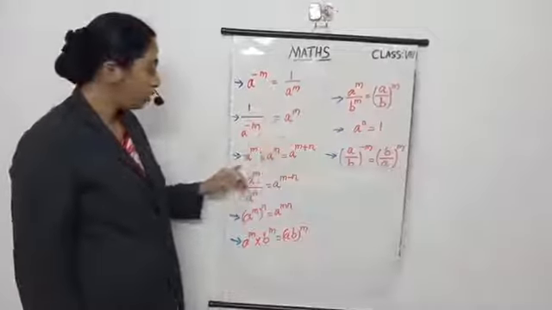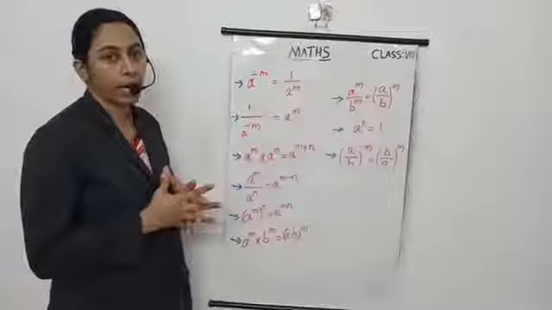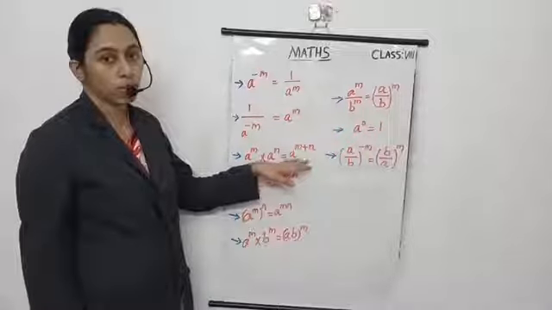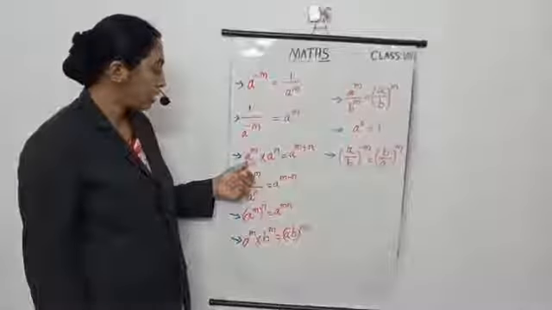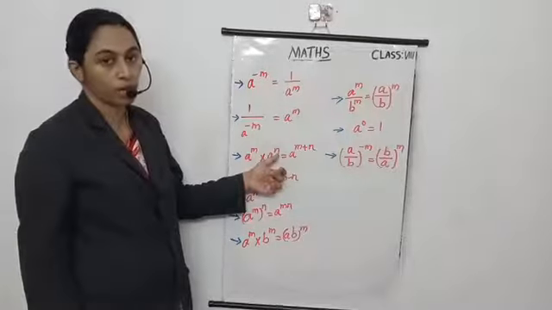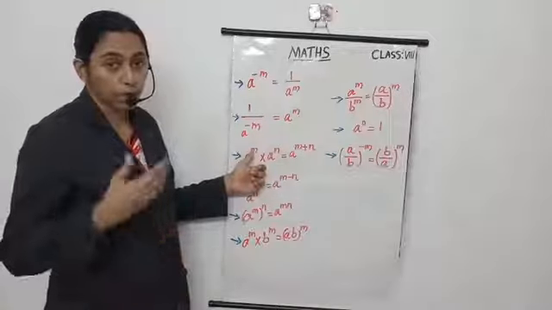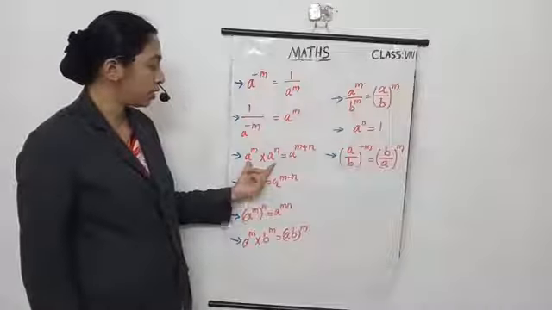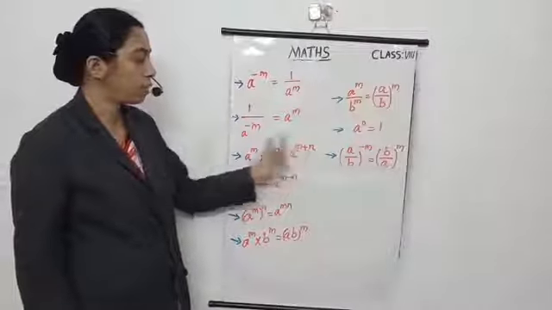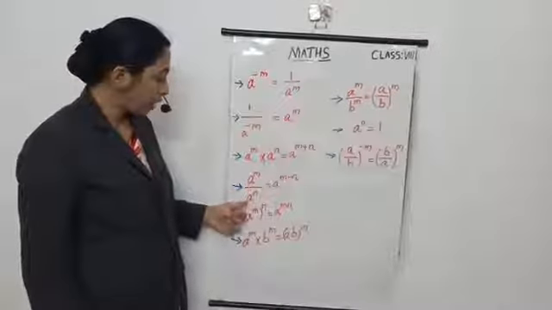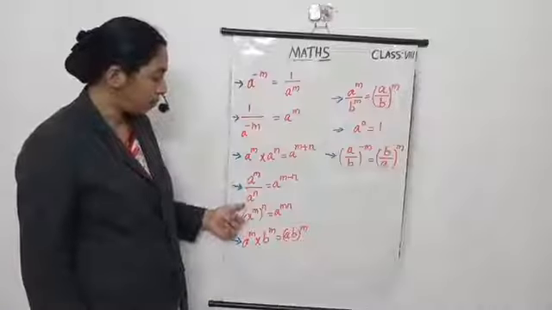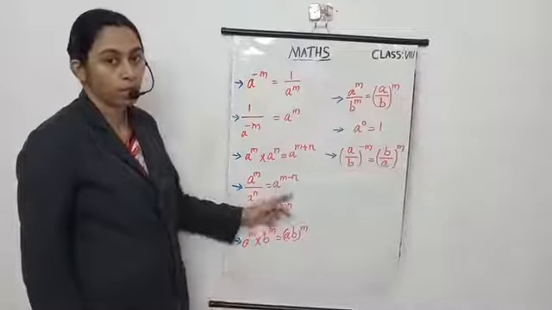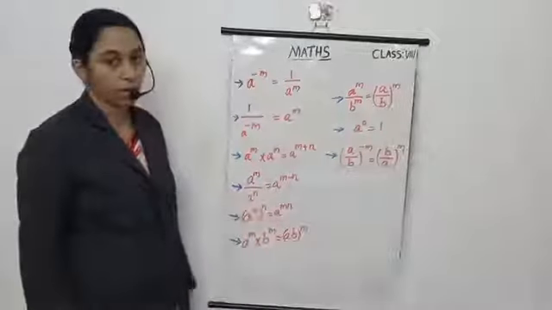Okay. Now these laws of exponents you already learned in 7th standard. a raised to m into a raised to n equals a raised to m plus n. That is, if same base and different exponents, then the exponents can be added. Okay, same base, different exponents, then exponents can be added. Next, a raised to m by a raised to n. Same base, different exponents, then we can write a raised to m minus n. Exponents are subtracted. Okay.